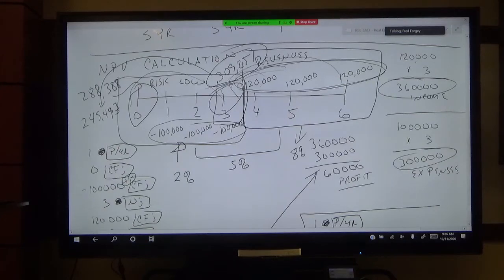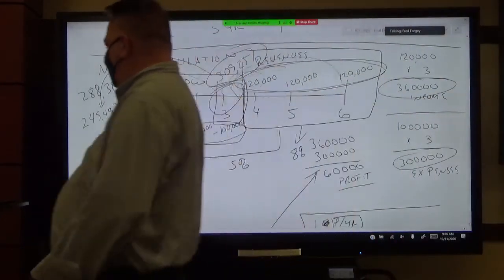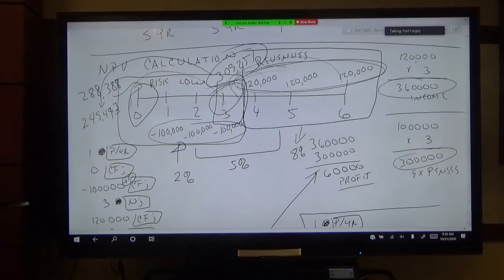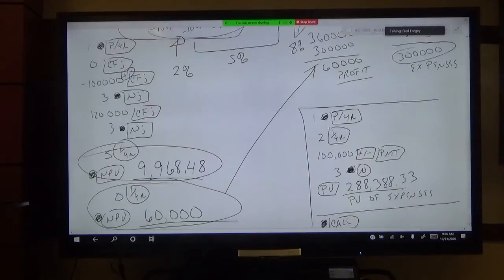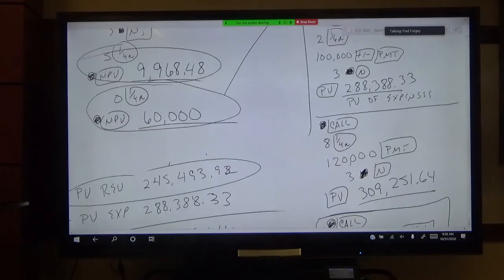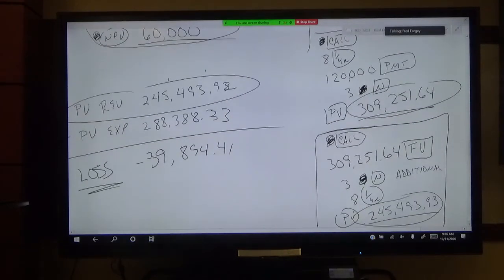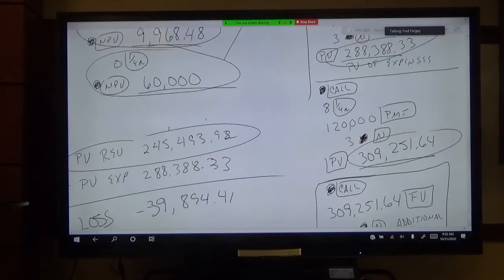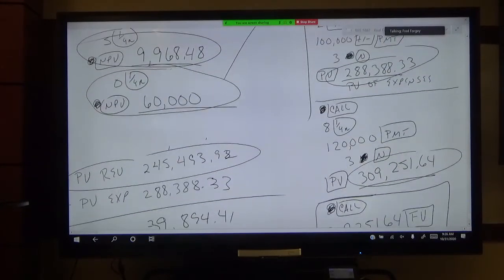My point being, if you hadn't done that in this problem, you would have thought, oh, this is wonderful. I've got $288,000 of expenses, and my revenues are $309,000. Woo, I'm making a profit. But the reality is you're not making a profit because you're having to wait an additional 3 years to get that money. Therefore, it's worth less to you. So from a time value of money perspective, you're losing money.